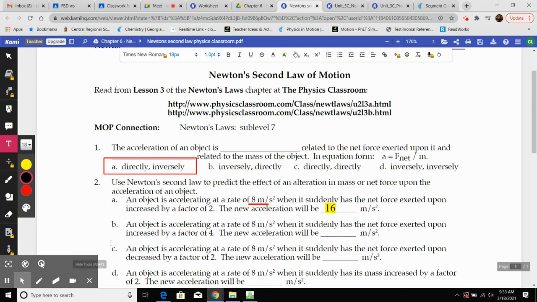Okay, well now it says that an object, all right, the same thing, is still accelerating at 8, but now the net force has increased by 4. So whatever happened to the net force is going to happen to the acceleration. So if it increases by 4, the acceleration is going to increase by 4. So what is 8 times 4? 32.